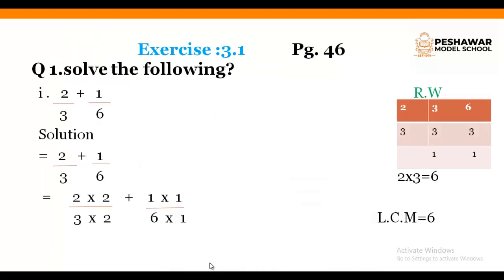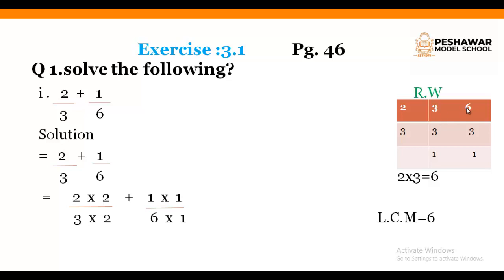So come to the exercise. I am going to apply my key point in solving a sum, that is question number 1, exercise 3.1, page number 46. I am going to solve question number 1, part number 1 for you. So 2 by 3 plus 1 by 6. The very first question, first you write down the solution. Always start with an equal to sign and write the question as it is. As you know the key point, find the LCM of the denominators. So the denominators are 3 and 6.